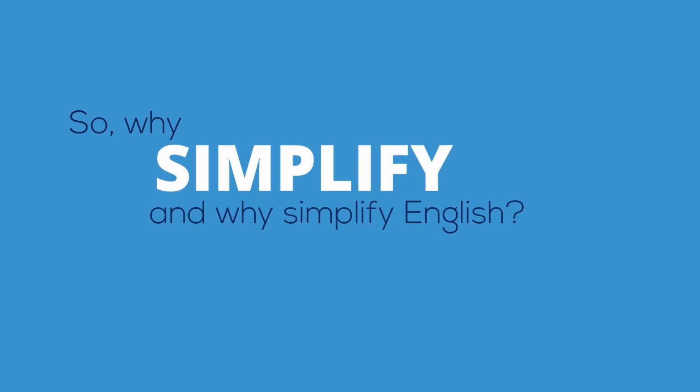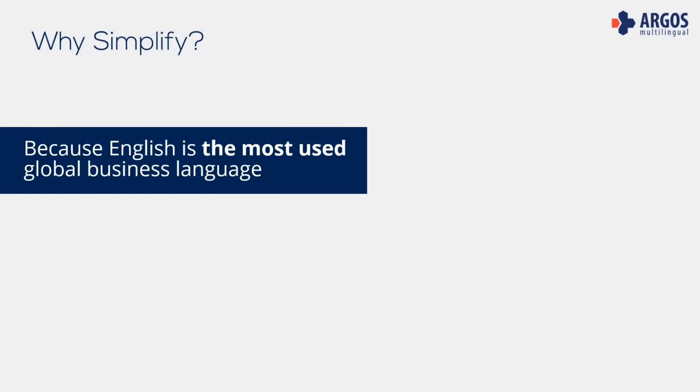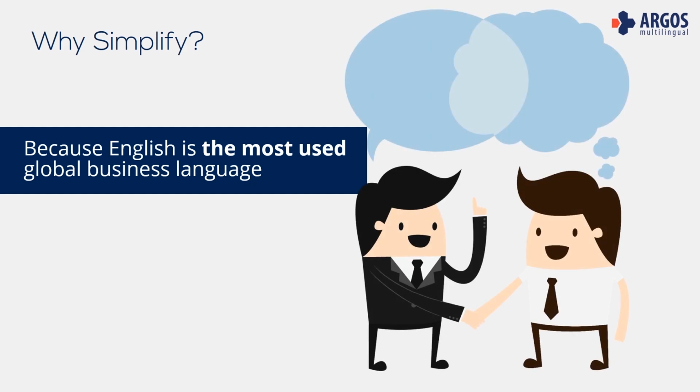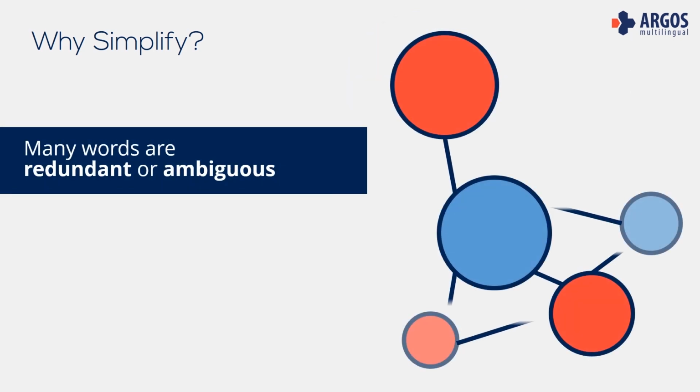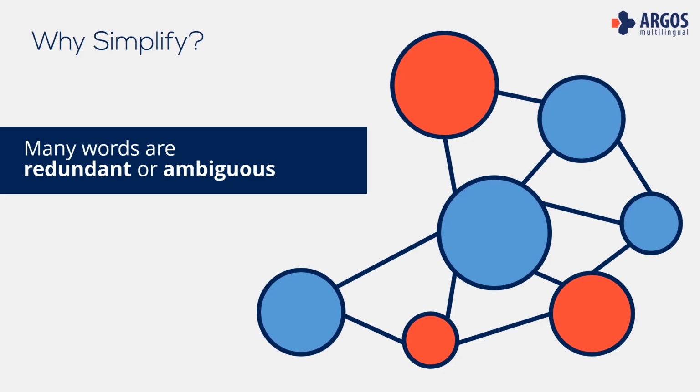So why simplify, and why simplify English? This is because English is the most popular business language. Of course, there are more Chinese speakers in the world, but most are in a single market. English, on the other hand, is used worldwide, often by people whose native language is not English. This makes English very prone to mistakes and inconsistencies. Writers often explain their ideas in complex ways, creating a breeding ground for ambiguity and mistakes.